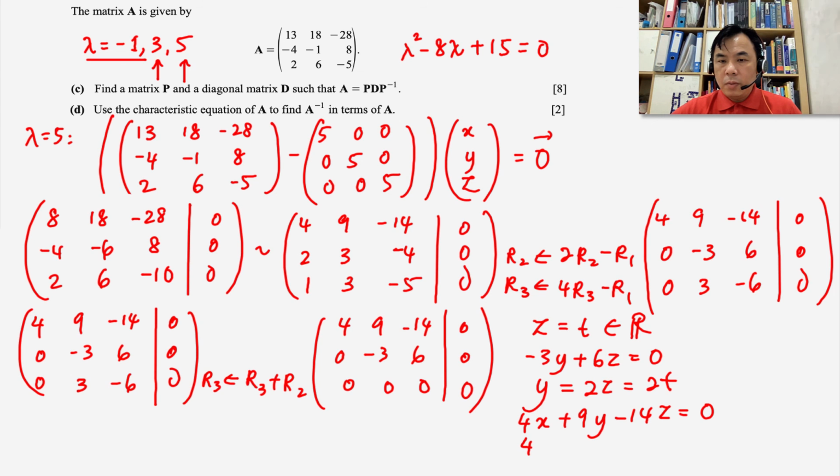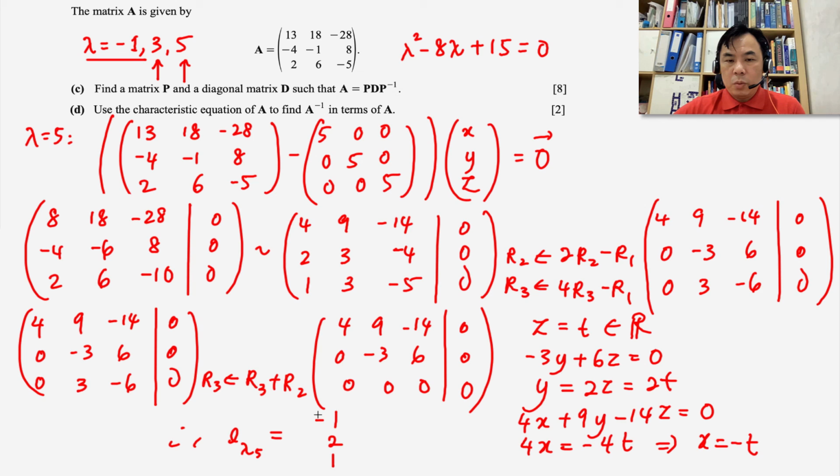Let me see what do we have. 4x is equal to, this one will be 18t, and that will be 4t, so minus 4t here. And therefore, your x is equal to negative t. And then we can conclude that the eigenvector that corresponds to eigenvalue 5 is given as negative 1, and then this is 2, and then finally, we have a 1 here. Now that will be the eigenvectors that we have.